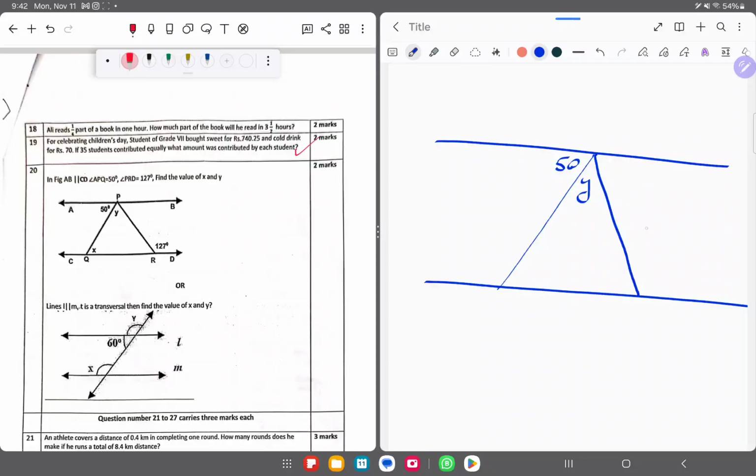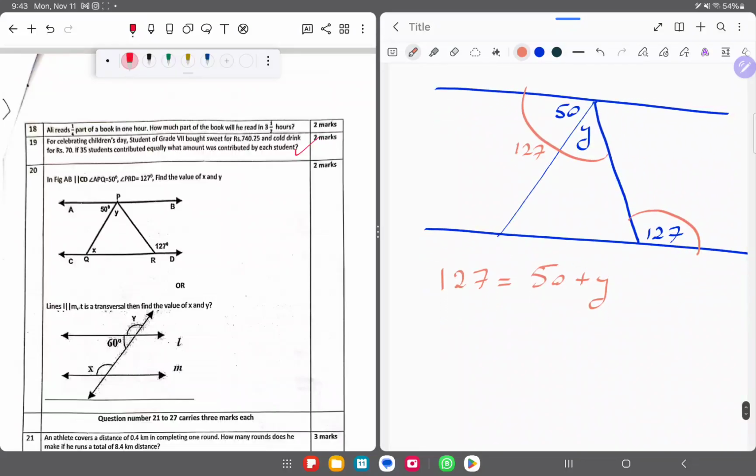50 and y, 127. Now pause the video, or whoever is watching this, and try to solve it yourself. 5, 4, 3, 2, 1, and now unpause the video and we will solve this one. So this one is an alternating interior angle. So all of this is 127. Now it's very easy for me to say 127 is equal to 50 plus y.